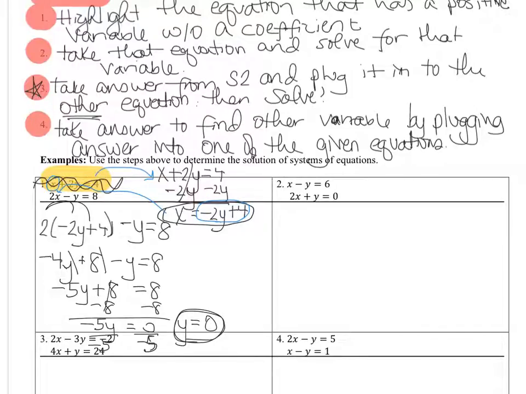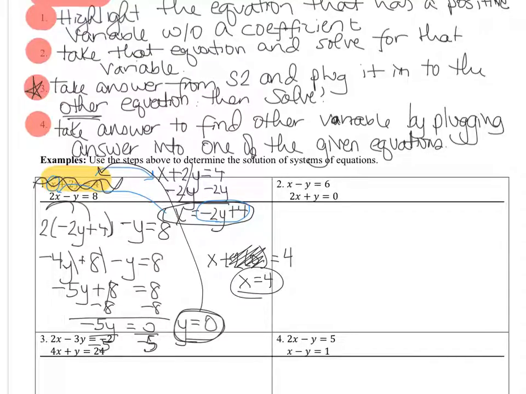Awesome. So now what am I going to do to find x? Let's look at step 4. Take my answer from the other variable and find the answer to the other variable by plugging my answer into one of the given equations. So these equations up here are my given equations. I'm going to take y equals 0 and plug it into the first one. Every time I see a y, I'm going to plug in 0. So x plus 2 times 0 equals 4. 2 times 0 is 0, so this just goes away. So what's x equal? Well, it equals 4.